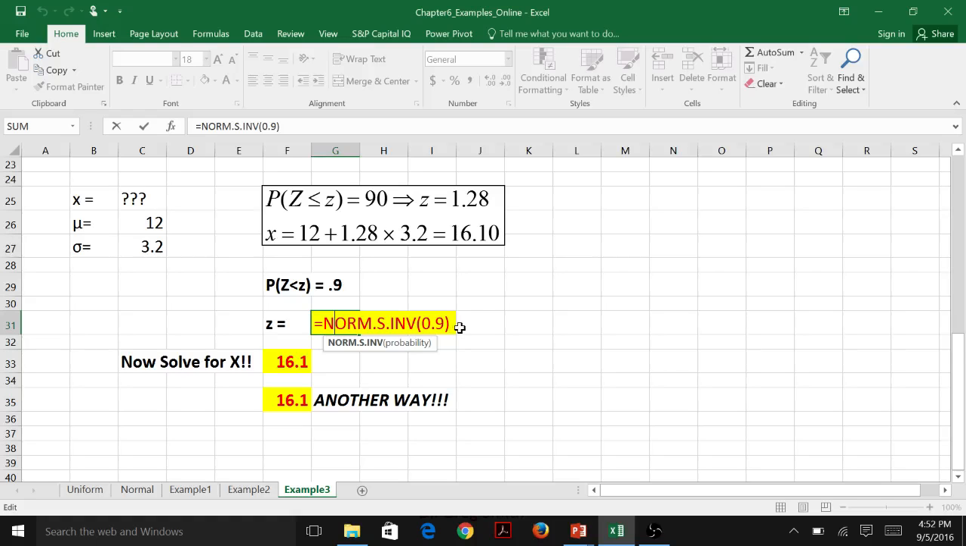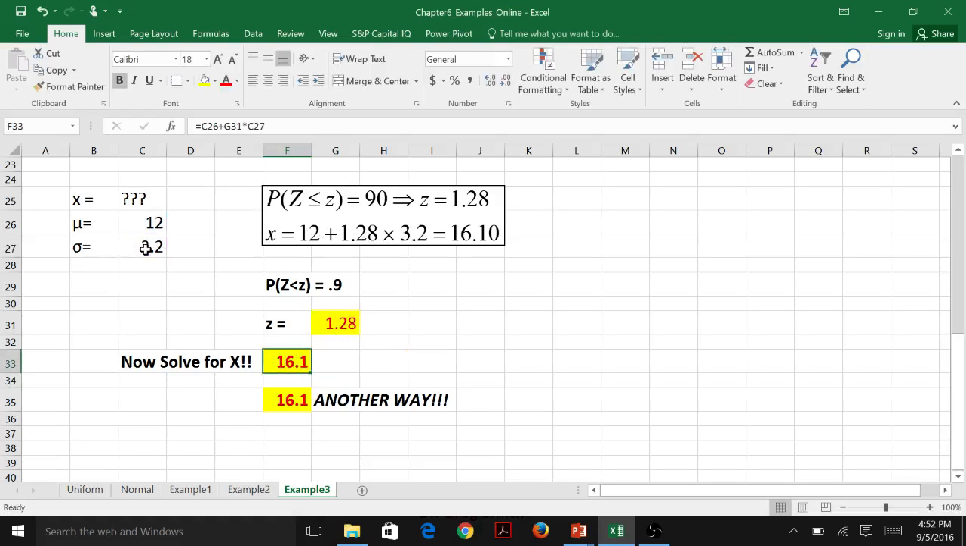Norm.s.inv of 0.9 gives me my z value in here, and I solve. I solve using the value, and I say 12 plus 1.28, that's the value I just calculated, times the standard deviation, and I need to order 16.1 pounds. That's a nice thing to know so I don't overstock.